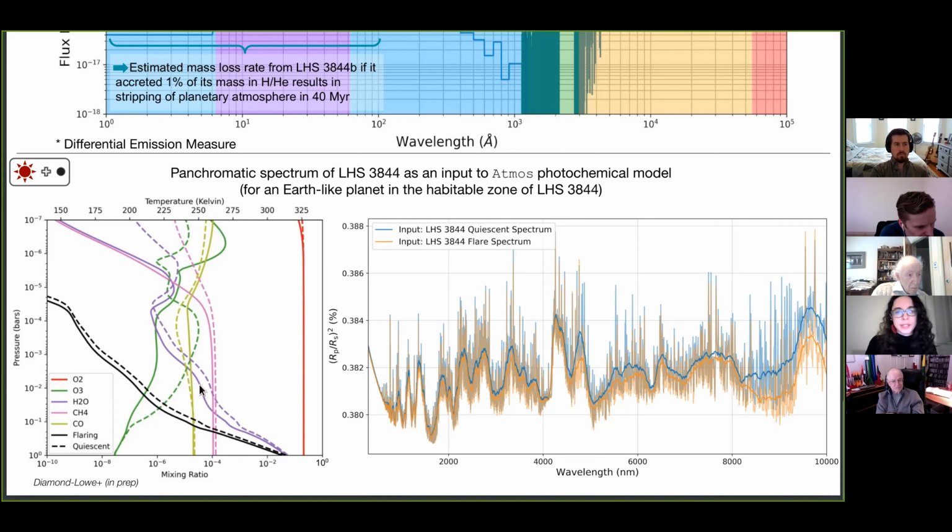And then you can feed this all in to get a model transmission spectrum, and not very surprisingly, these two are very similar. So I don't think we'll be looking for atmospheric responses from flares in transmission, but it kind of ties the loop back to where we started at the beginning. Okay, that's all I've got. I will stop there. Thank you guys so much.